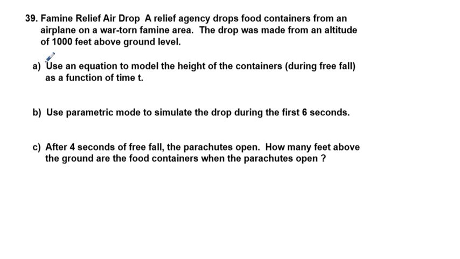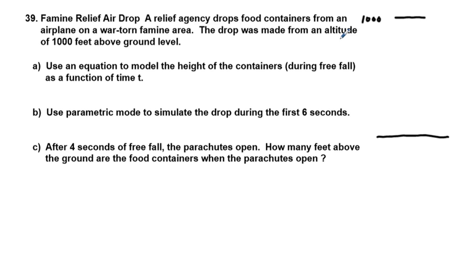Okay, next on our problem 39. Famine relief airdrop. A relief agency drops food containers from an airplane on a war-torn famine area. The drop was made from an altitude of 1,000 feet above ground level, using the equation to model the height of the containers during free fall as a function of time t. Well, we're going to do just one equation. We have a ground level here, and a plane flying up here that makes a drop. The level of this plane up here is 1,000 feet, and it's going to drop towards ground level. To get a parametric equation to work this way, we're going to change the y value.